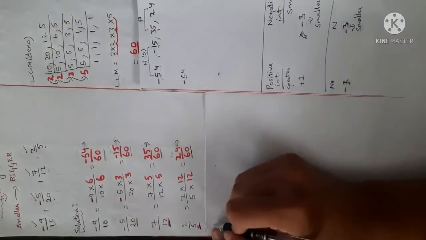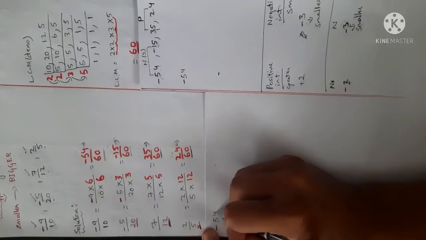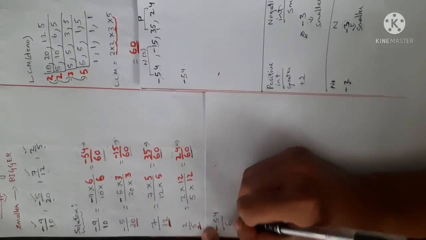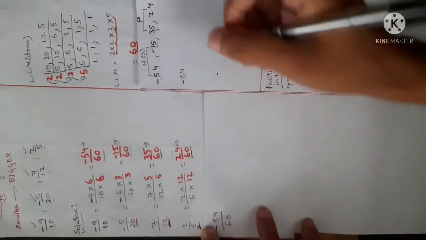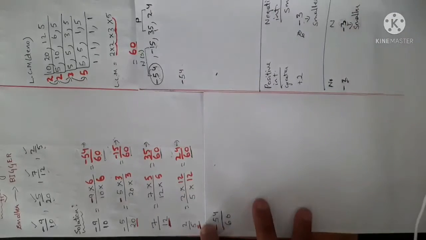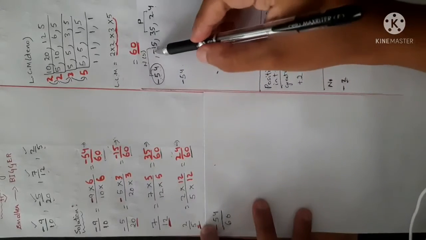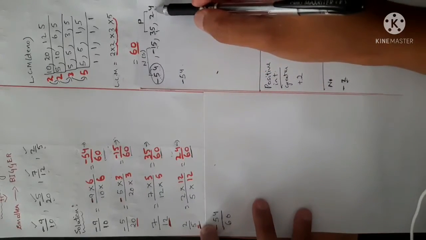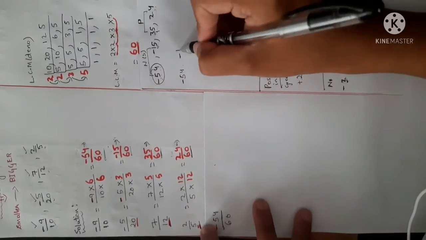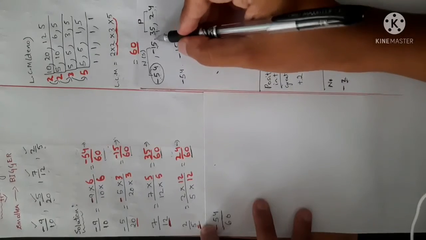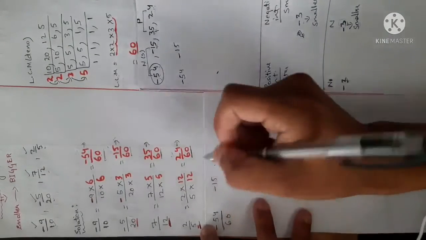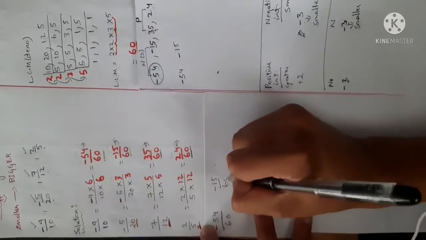So we write first, remember, in ascending order we write the smallest first. So minus 54 by 60. Now we have done minus 54. Now we have these three numbers. This is a negative integer, and these are positive integers. Definitely, minus 15 will be smaller than these two positive integers. So we write minus 15 by 60.